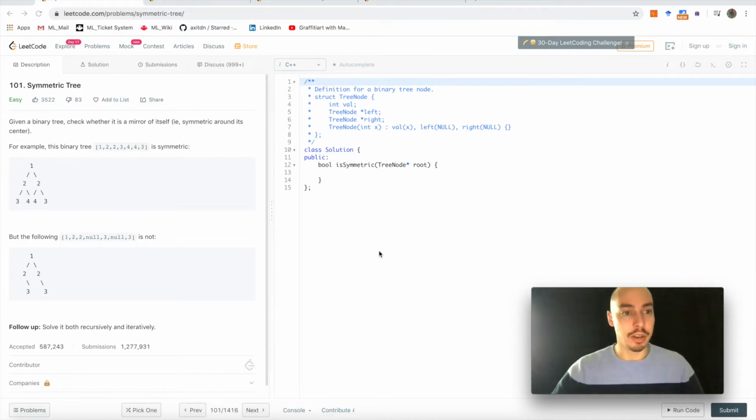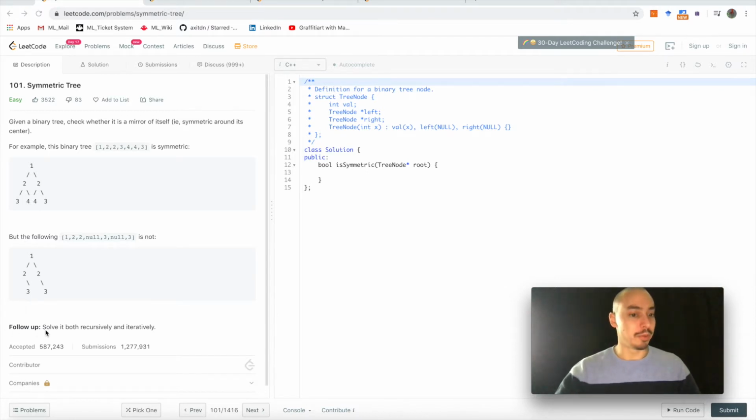That's 101 symmetric tree, flagged as easy, and it reads as follows. Given a binary tree, check whether it is a mirror of itself, that means symmetric around the center. For example, this binary tree 1, 2, 2, 3, 4, 4, 3 is symmetric. Just by looking at it, it's basically mirrored around the center. But the following 1, 2, 2, null, 3 is not.